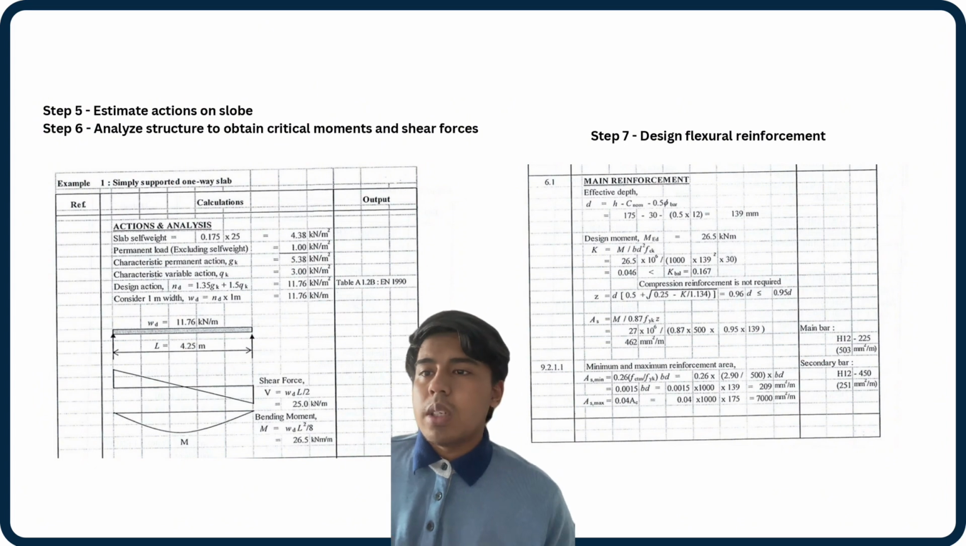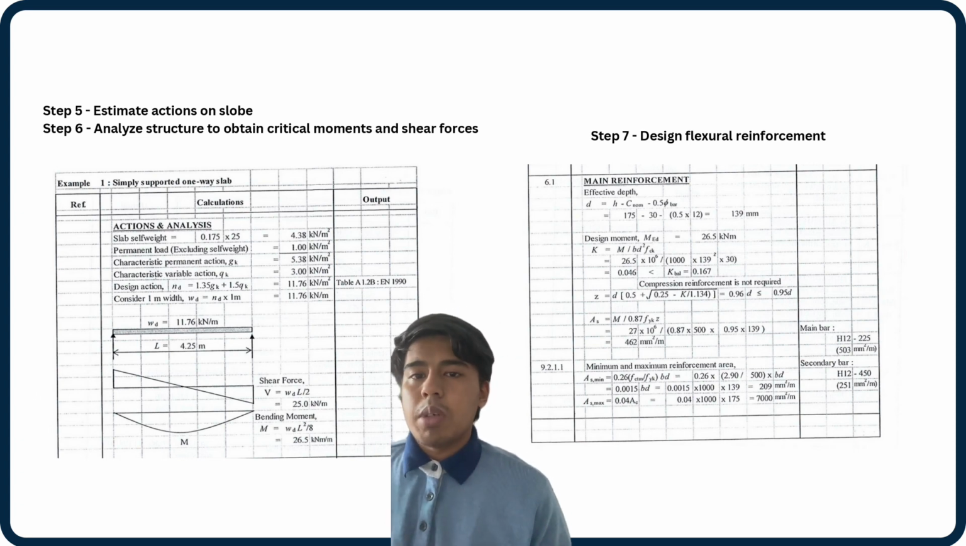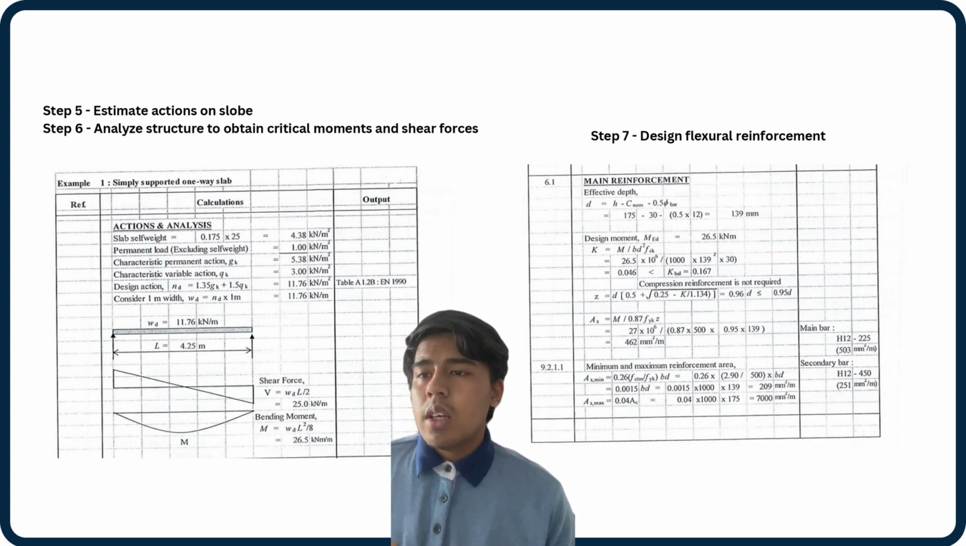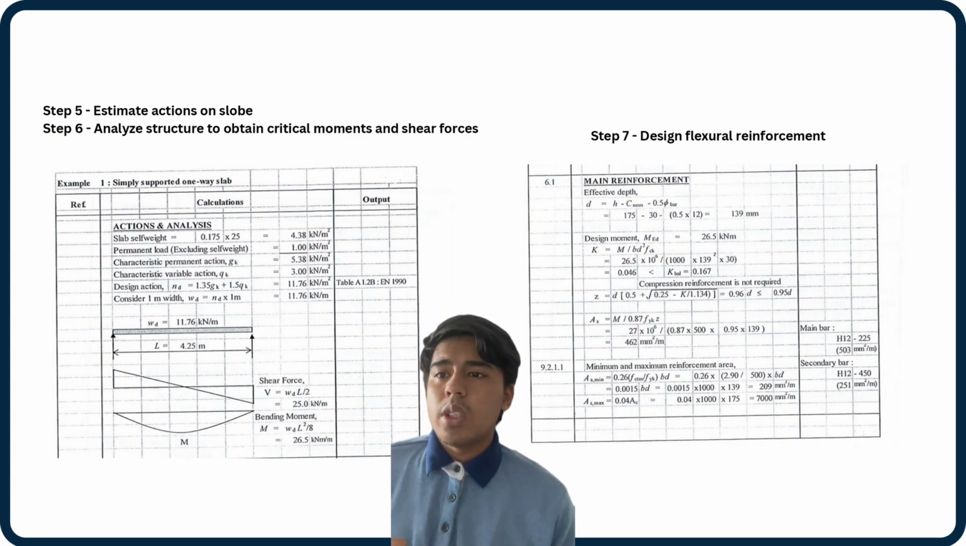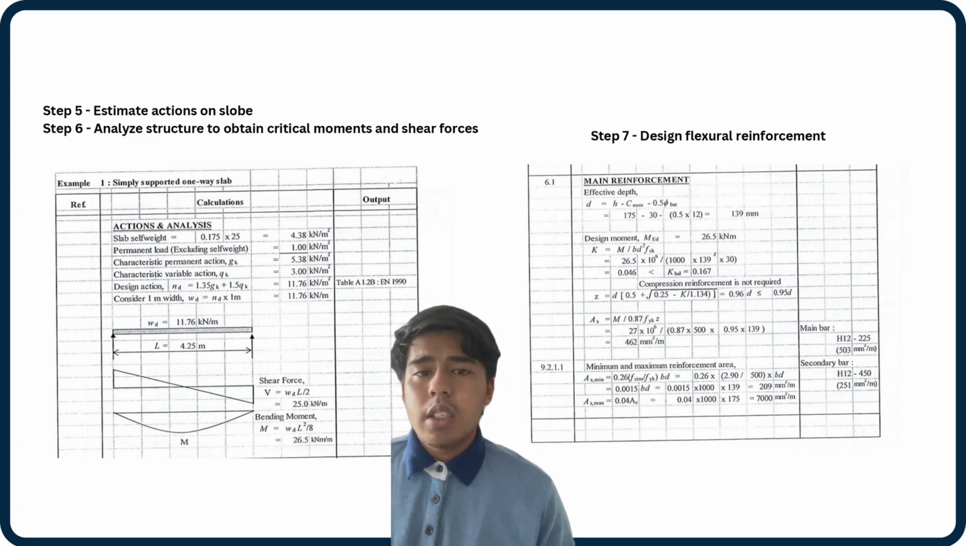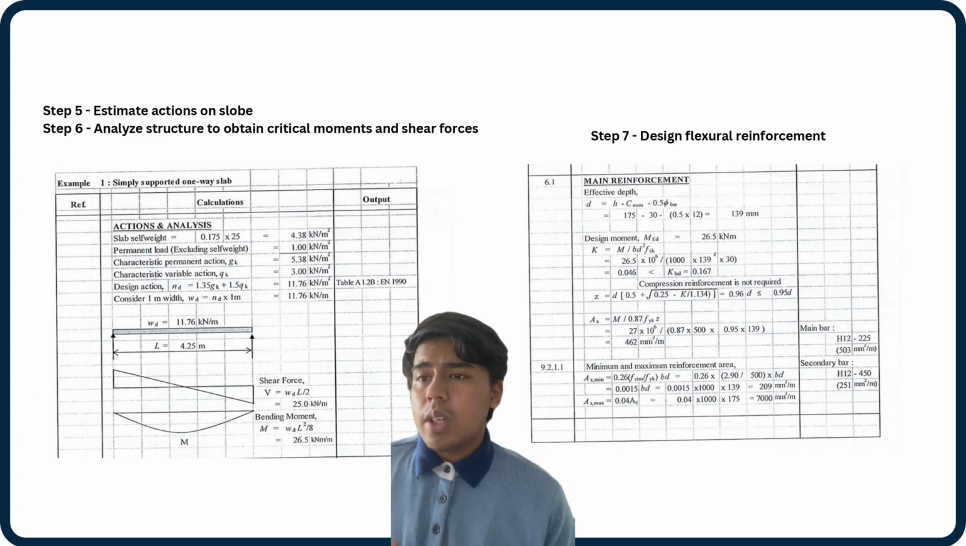0.175 is from the slab thickness H, and 25 is the unit weight of concrete. So the answer is 4.38 kilonewton per meter square. Permanent load excluding self weight is 1.0 kilonewton per meter square. So we add the values 4.38 and 1, and we get 5.38 kilonewton per meter square for characteristic permanent action GK. And next, characteristic variable action QK equals 3 kilonewton per meter square.